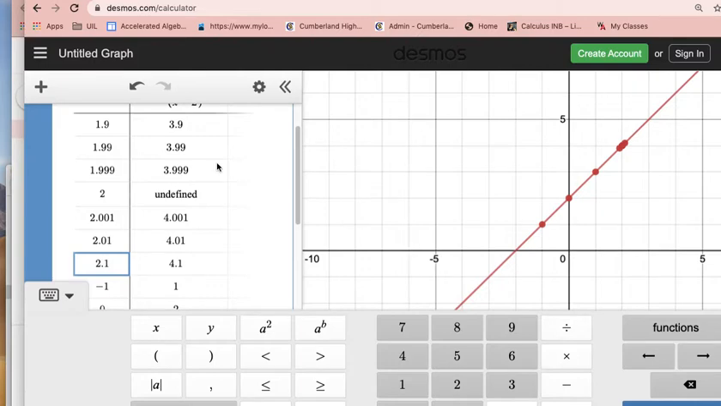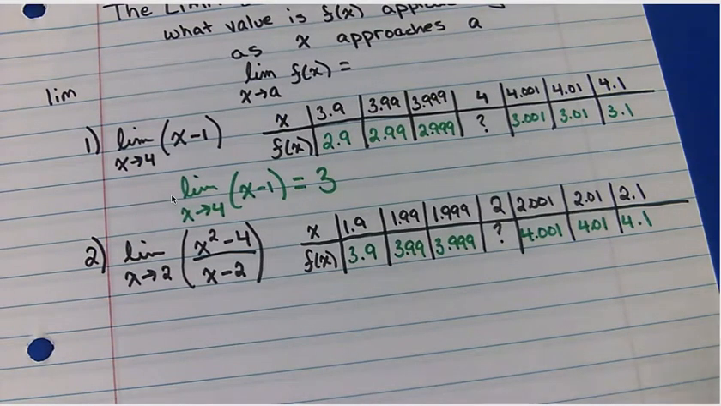So I'm going to copy those answers over. That's 3.9, 3.99, 3.999, 4.001, 4.01, 4.1. So what should be right here? Well, it looks like it should be 4, but actually there's nothing there.